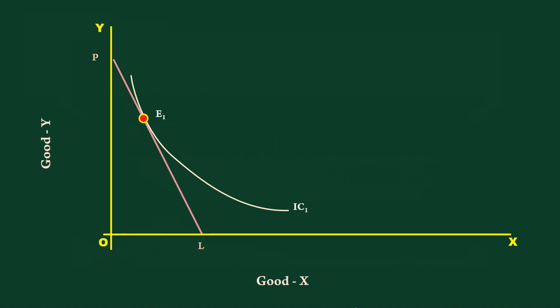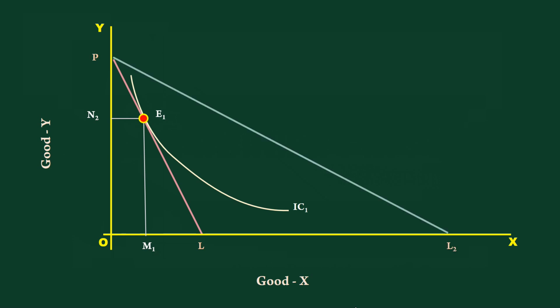He consumes M1 units of good X and N2 units of good Y. The income of the consumer and the price of good Y remaining constant, there is a fall in the price of good X. The price line rotates in the anti-clockwise direction and becomes PL2. The new price line is relatively flat. It reflects the relative cheapness of good X.